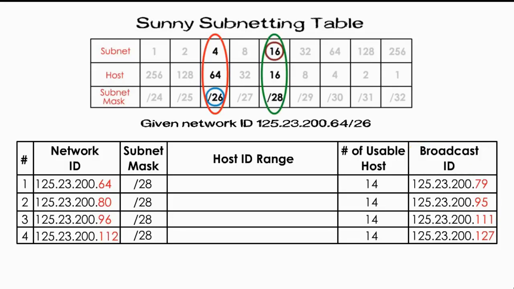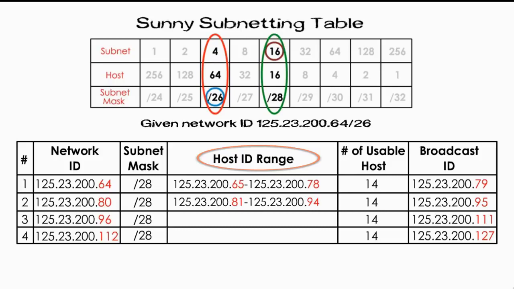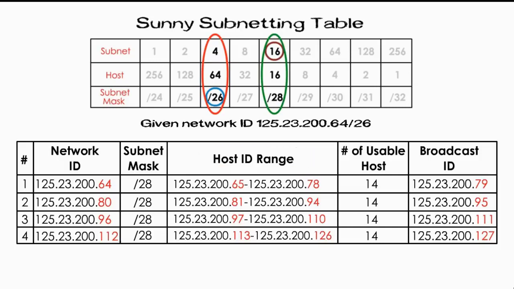One last column, the host ID range. A subnet host ID range is any host IDs between the network ID and the broadcast ID. Therefore, the first range is from 65 to 78. The second range is 82 to 94. The third one is 97 to 110. The fourth one is 113 to 126. That's all. We get all answers.